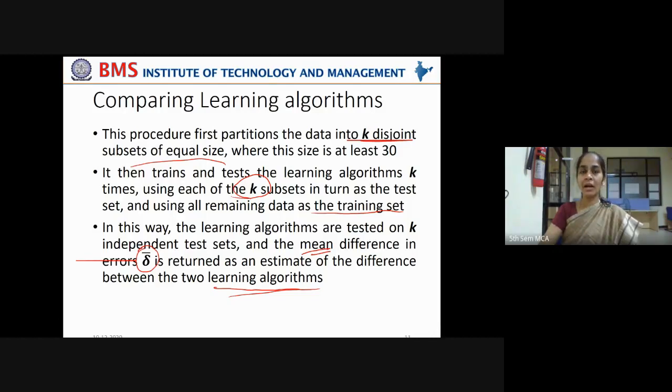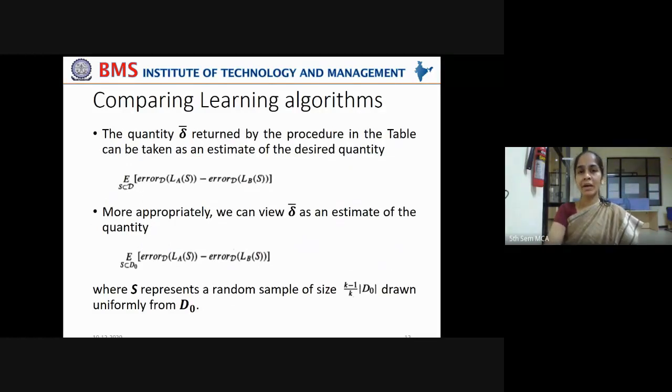Still, if you don't understand, after the class just go through the steps according to the cross-validation task I explained, and you will clearly understand. Now, the quantity delta bar returned by the procedure in the table can be taken as an estimate of the desired quantity. What is that? The difference between the true error associated with learning algorithm A and the true error associated with learning algorithm B.